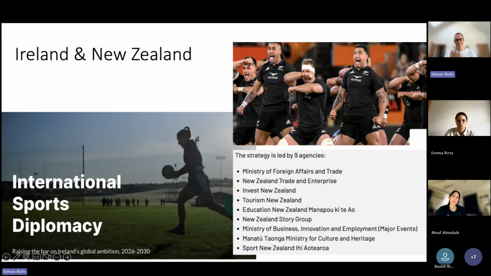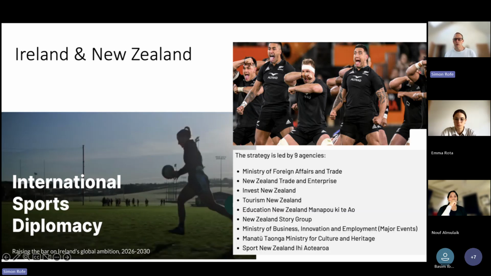Another version, looking at Ireland and New Zealand, both of whom have shared interpretations of their place in the world, if you like. They're both very much able to perform on an international stage in various sports. New Zealand almost synonymously with their male rugby team, the All Blacks.